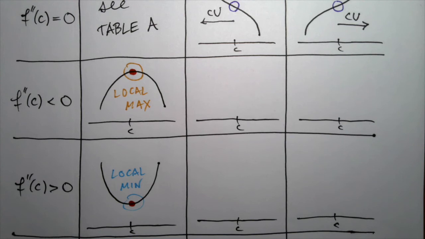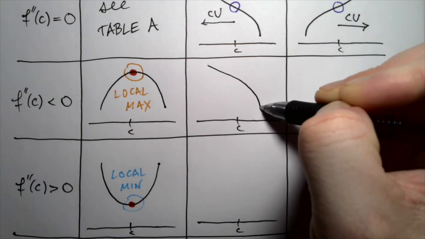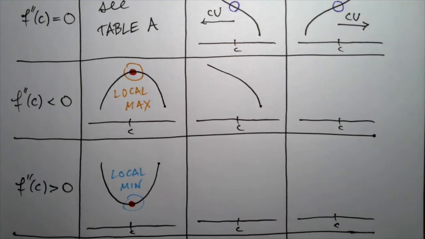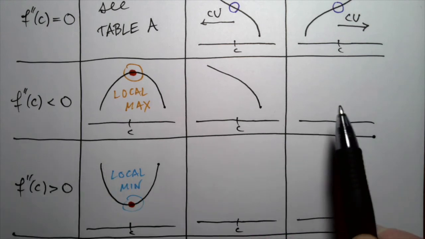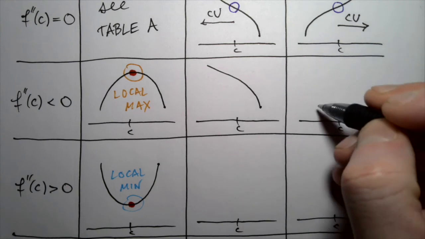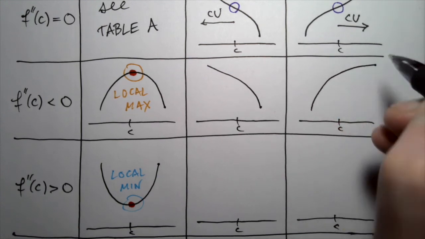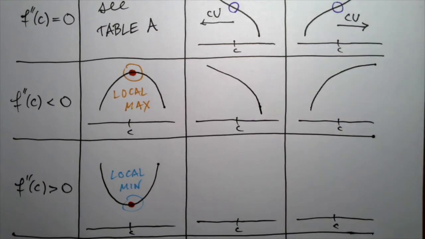Let's see, when the second derivative is negative and the first derivative is negative, what does that look like? That means you're decreasing and concave down. So that would be roughly something like this. There's no inflection point, there's no critical values, there's no nothing. You're decreasing and concave down. What about when the second derivative is negative but the first derivative is positive? Well, since the first derivative is positive, you're increasing, but you're still concave down, so that would be a curve like this. Okay, so that's that row.